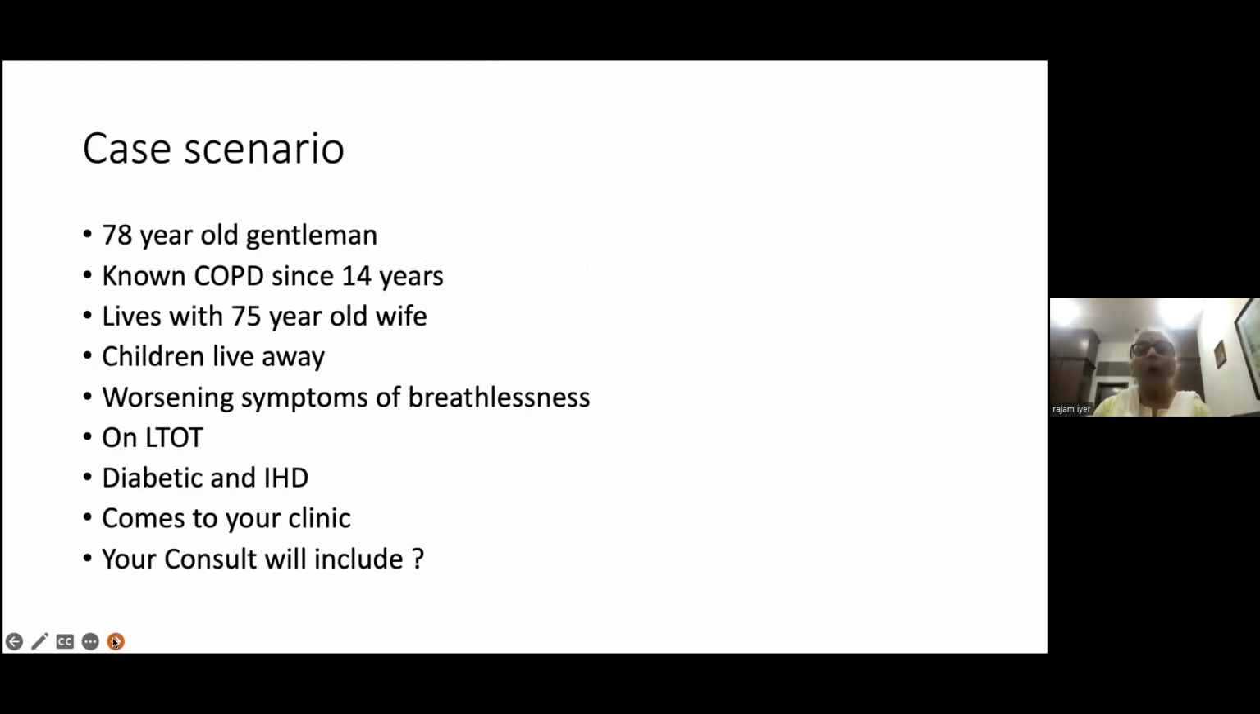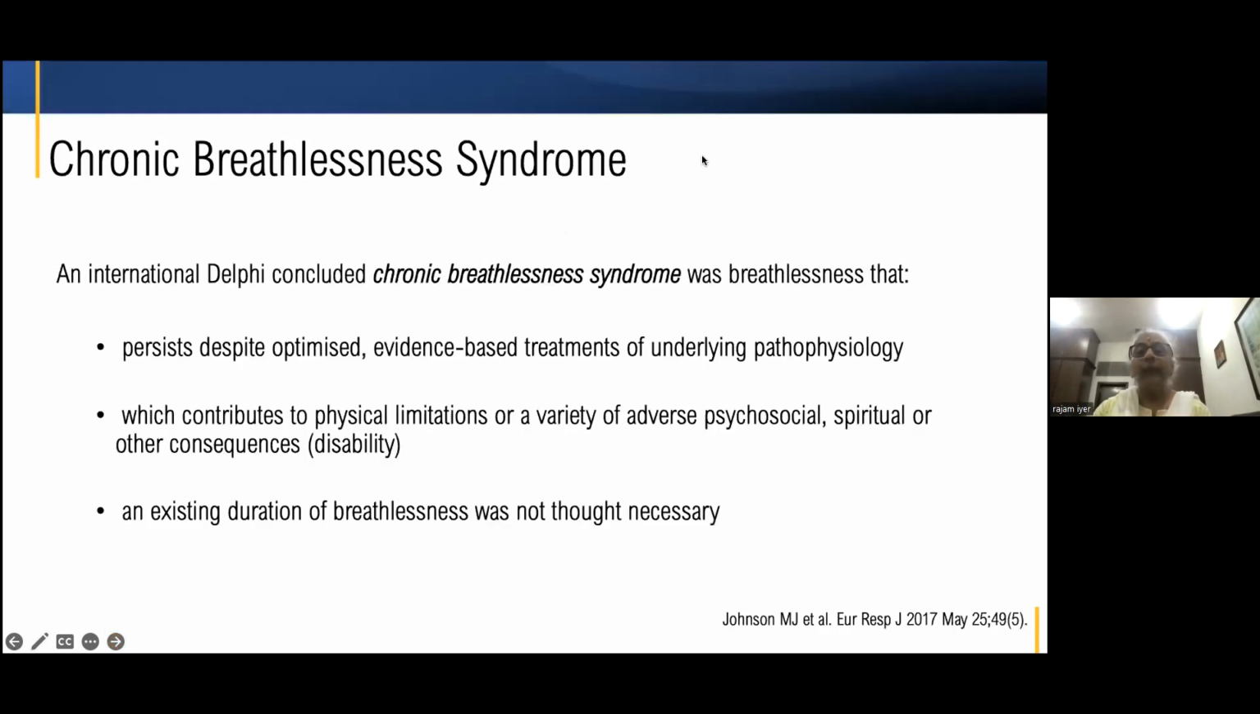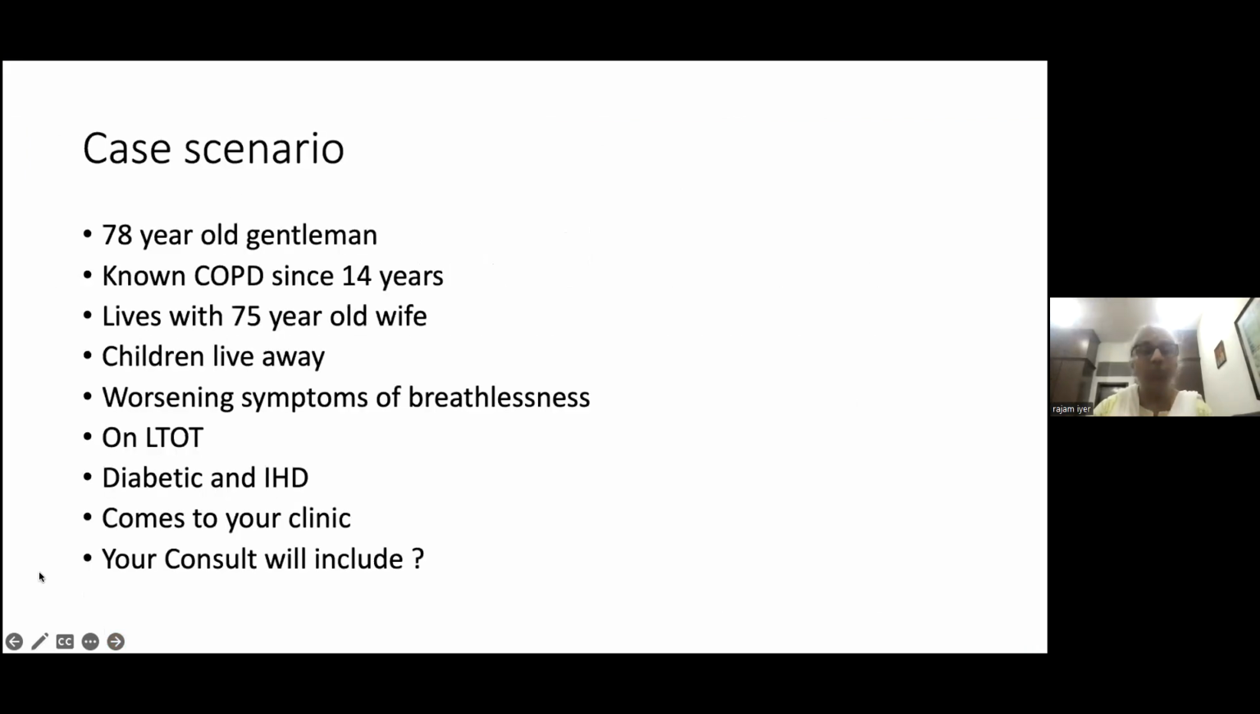So I have got a case for you, and it is important for me to share this case because now all of you are obviously looking at patients with a palliative hat also. So if you come across this gentleman who is 78, who's had chronic COPD, he lives with his 75-year-old wife, both the children are away, worsening breathlessness, on long-term oxygen therapy with comorbidities of diabetes and ischemic heart disease, he comes to your clinic. What will your consult include?